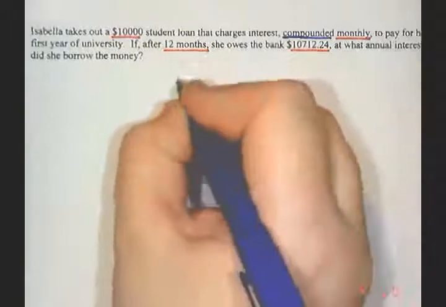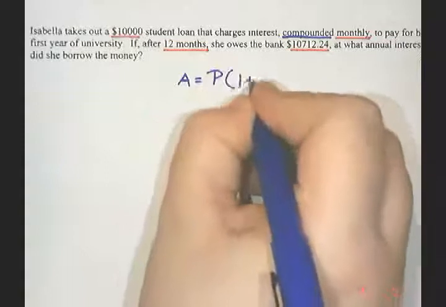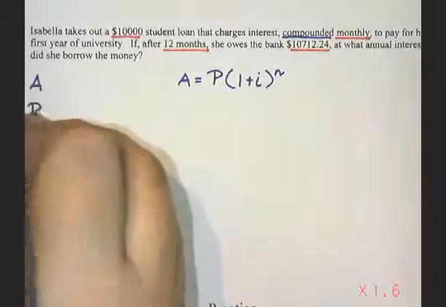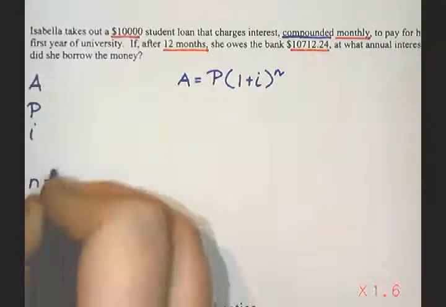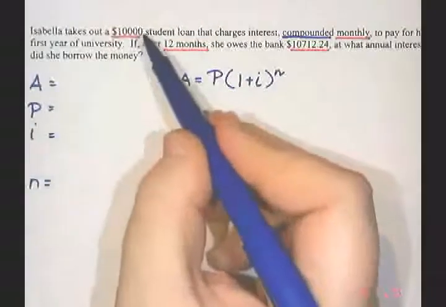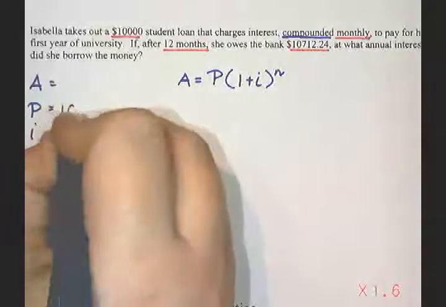So I'm going to start with my compound interest formula, which is A equals P times 1 plus i to the power of n. And I'm going to list all of those letters down the side. $10,000 is the amount that she's getting at the start. So that's her principal, her starting amount.